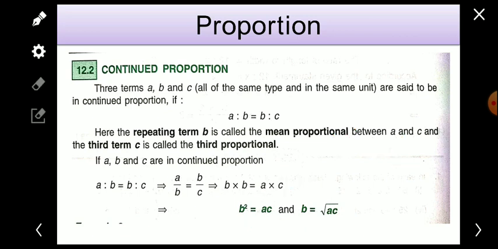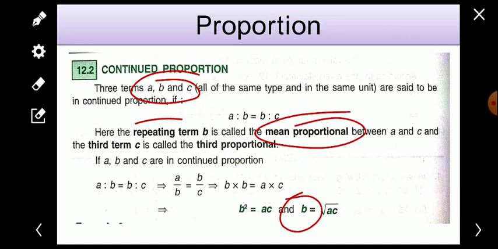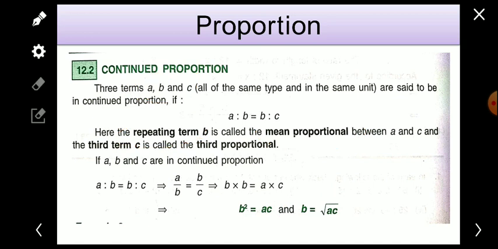So if three terms are given like this, then we can easily find the mean proportional, or the repeated term. The formula is that the mean proportional is equal to root under first term into third term, a into c.